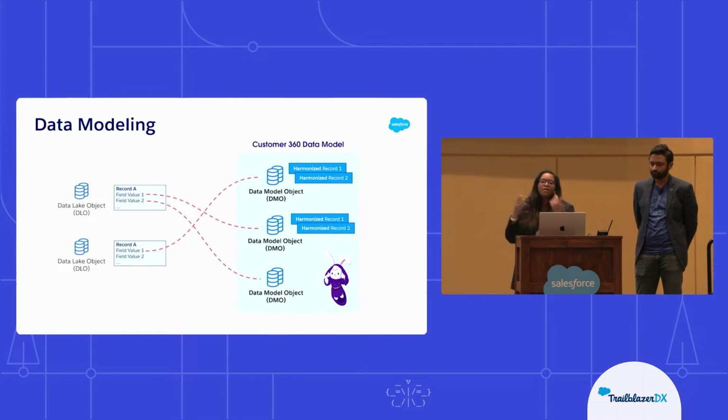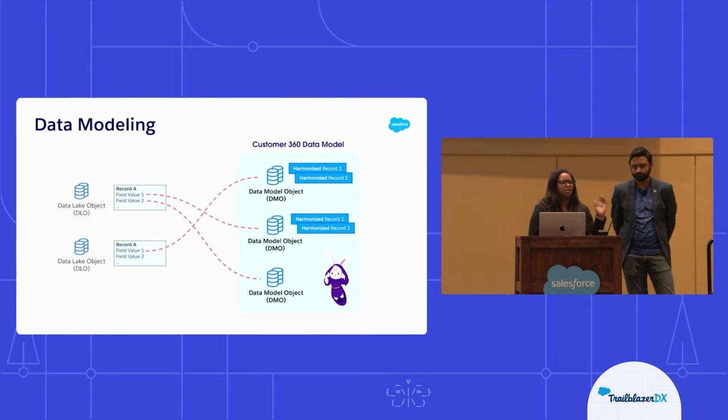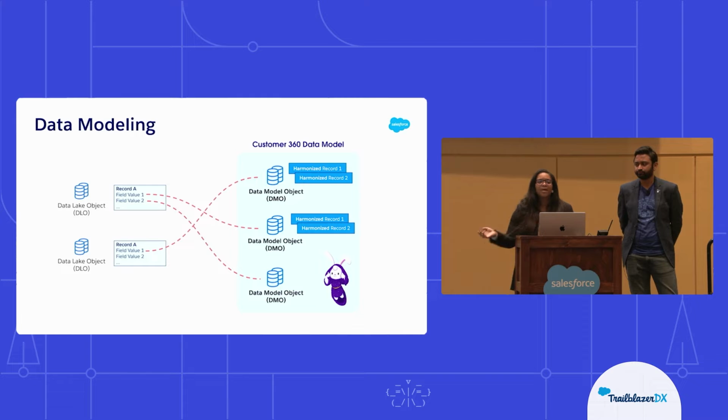So after all of this data hits initially our data lake object, what we then have the ability to do is start mapping our data that resides in our data lake object to something called a data model object. Now, who here has worked with Salesforce? It should be everybody in the room. Awesome. So in Salesforce, you're familiar with standard and custom objects, right? You have your standard objects, your account, your contact, your lead, your opportunity, your case, and then whatever custom objects you've created in your Salesforce instance.